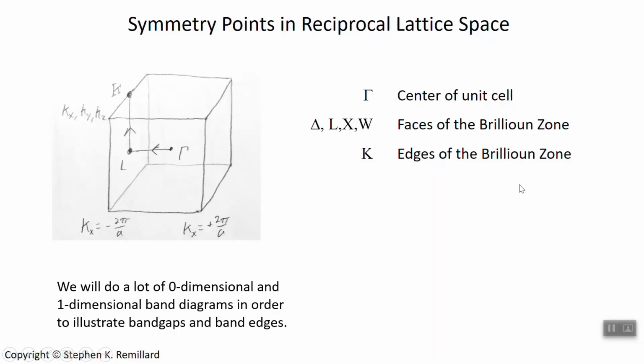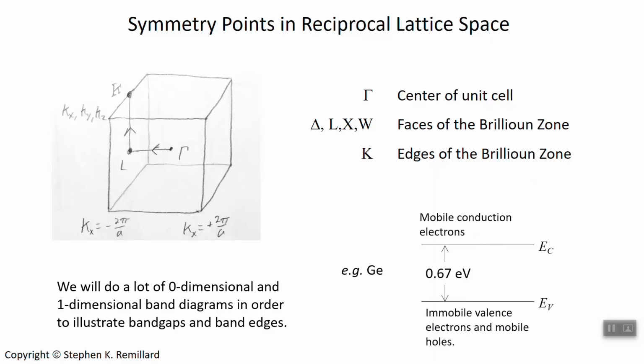Now let's look at some band diagrams. So I mentioned that we have zero-dimensional band diagrams. We can have one-dimensional band diagrams where the horizontal direction corresponds to a translation through the semiconductor. And we can have three-dimensional energy band diagrams, which are done in K-space.